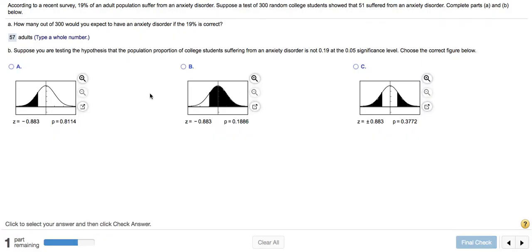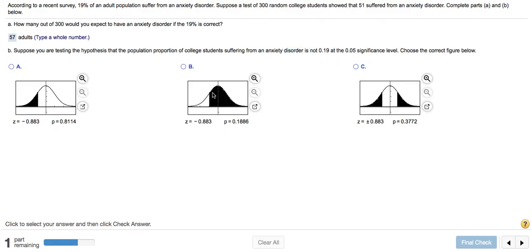Now part B asks, suppose you're testing the hypothesis that the population proportion of college students suffering from an anxiety disorder is not 0.19. We want to first choose the correct figure that would represent this. For an alternate hypothesis, there are three options. You can be less than a value, greater than a value, or just not equal to this value. And the not equal is what this question is asking because it says that we're not 0.19.